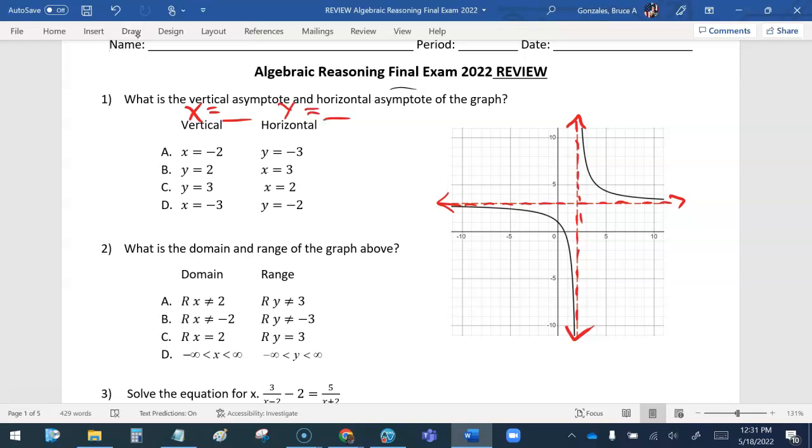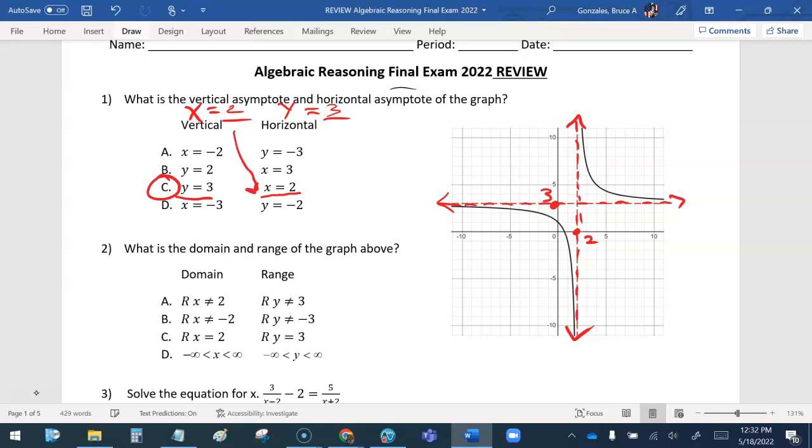So the question is, what do these dashed lines hit? So the vertical line goes right through here, which is at +2. And then the horizontal line goes through right here, which is at +3. So x equals 2, y equals 3. That's going to be letter B. That's not true. It's going to be letter C. X equals 2 is here, y equals 3 is there.